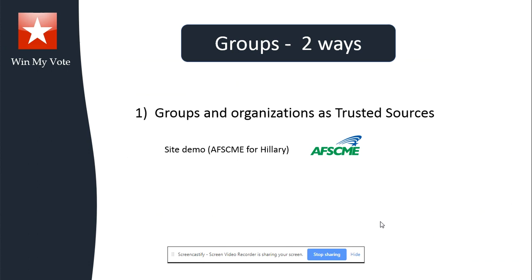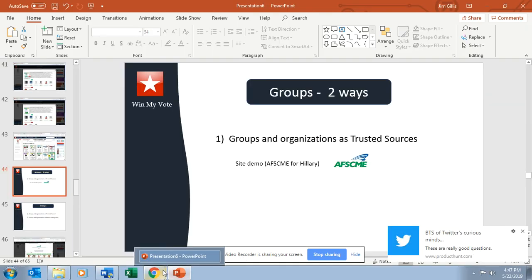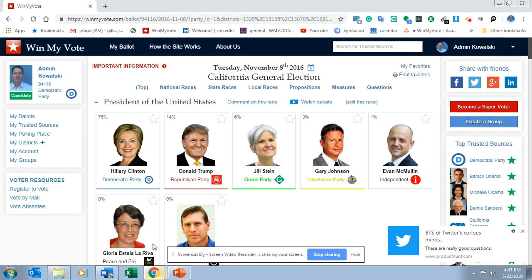So trusted sources are groups and organizations and even individuals that you trust, that you opt into, that you're able to see their ballot and see their endorsements. And the way those work are kind of two different ways. One would be as a trusted source, and I'll jump out of here and give you a quick demo of that.